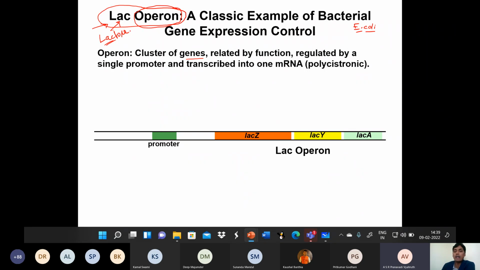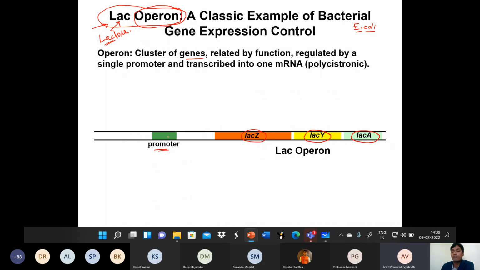But in this case, if you see the lac operon, you have three different genes which are color coded: lac Z, lac Y, and lac A. Those three genes. But see one interesting point, that all those three genes, they don't have their own promoter. They have just one promoter here. That means all three genes are under the same promoter.